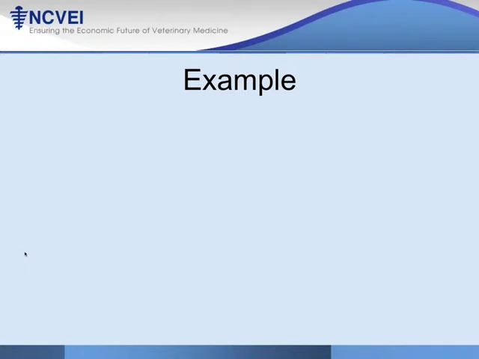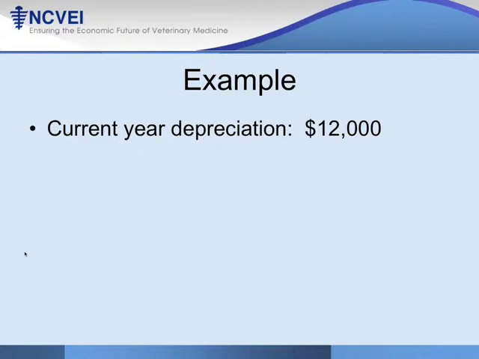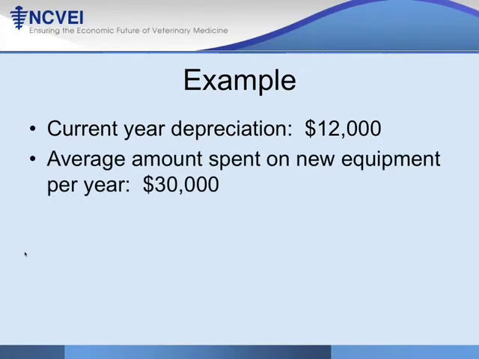Let me give you an example of depreciation. Let's say that your current year depreciation on your tax return is $12,000. And in your practice, the average amount spent on new equipment each year is $30,000. What you're really trying to include in the calculation of practice profitability is the average amount you spend per year on new equipment. Not necessarily on big ticket items like the purchase of digital x-ray, but just to keep the same level and same quality of equipment that the practice normally has.